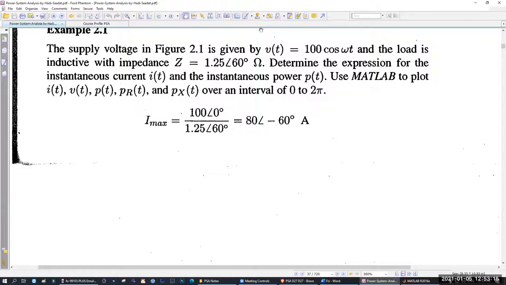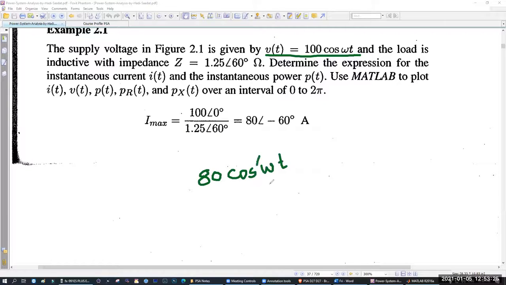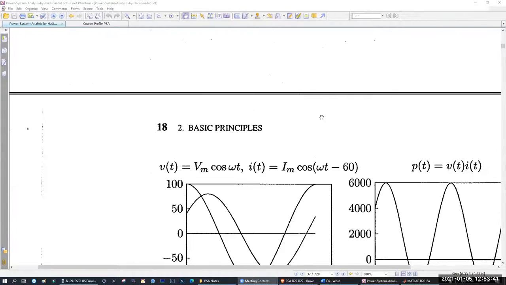So what will be the equation now? Like this, minus 60. This is your i(t), right? That means the instantaneous current equation. So you got it, right? This is pretty simple. This is from semester 2 or semester 3 maybe, right?